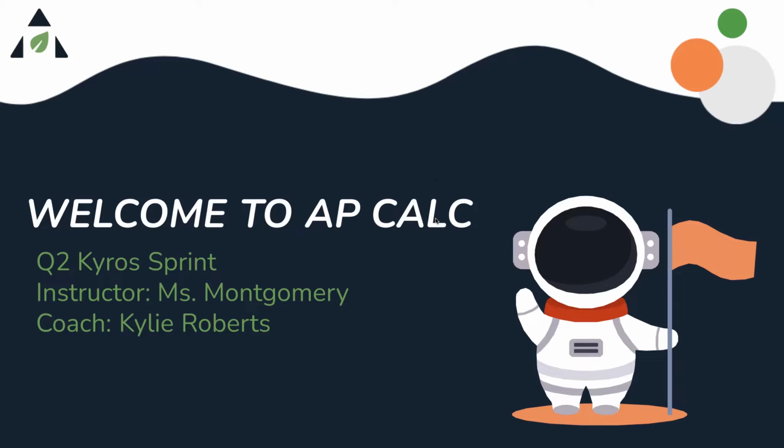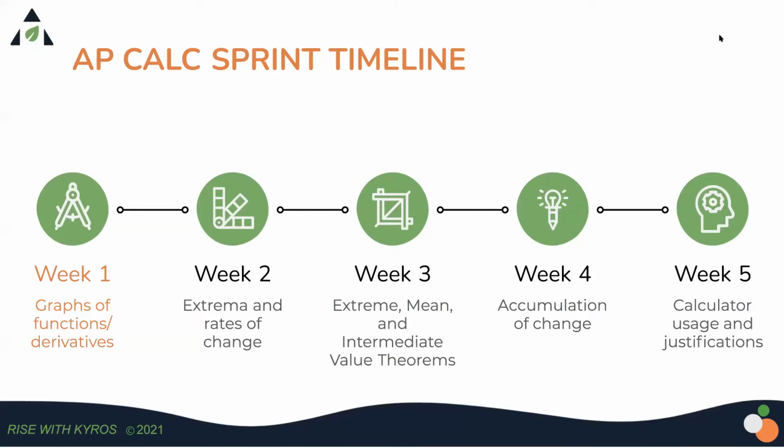So as we go through these 5 weeks, today we're just going to start with a fairly basic topic. Each week you can see we have a timeline. This will be posted later for you to go back and read again. We're doing graphs of functions and derivatives today. We're going to be talking about extrema and rates of change next week.